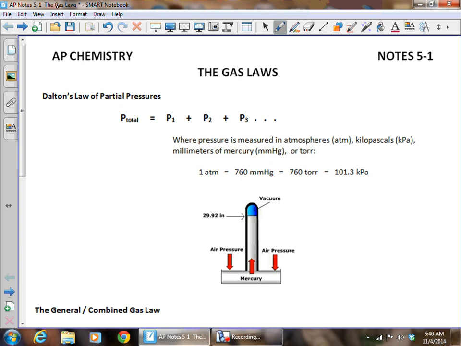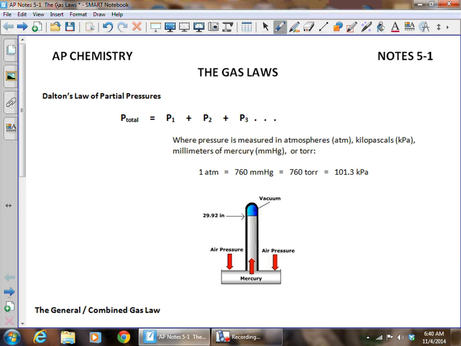Dalton's Law of partial pressures simply says that if you have a container and it has different gases in it, the entire pressure of the whole container is going to be equal to each of the individual gases' partial pressures added together. So if you have oxygen and hydrogen and helium and they all have 1 atmosphere of pressure each, then your total pressure in the container would simply be 3 atmospheres.